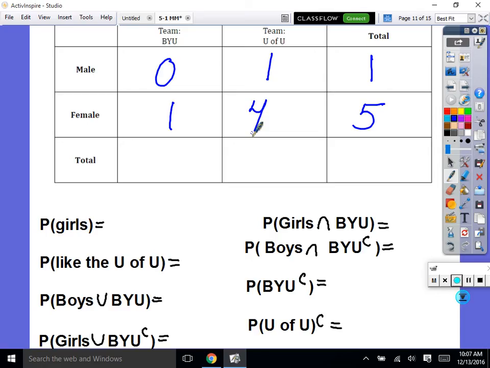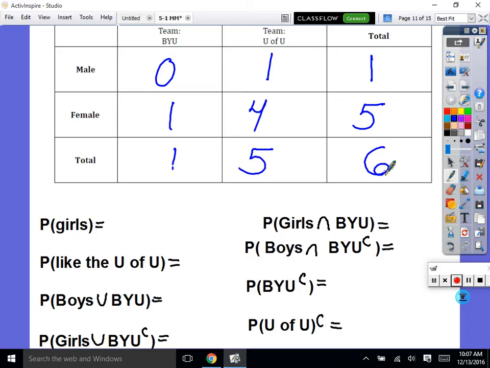5 and 5. Okay, so now let's add up how many people like BYU total. 0 plus 1, correct? 1 female and 0 males like BYU. Does everybody see that this is the total for BYU people? That's the hardest part, is people get them messed up in their head. 1 person in the room chose BYU. And then U of U, how many people chose U of U? 5. So once again, how many total people do we have? 6. So right down here, this corner will be the grand total. Does everybody see how this is working?